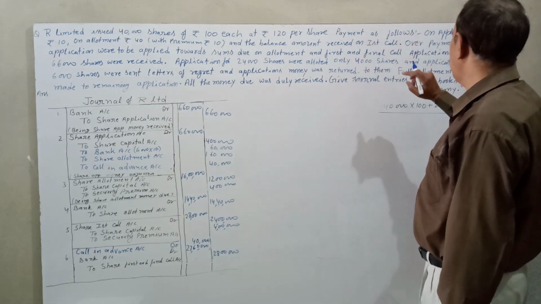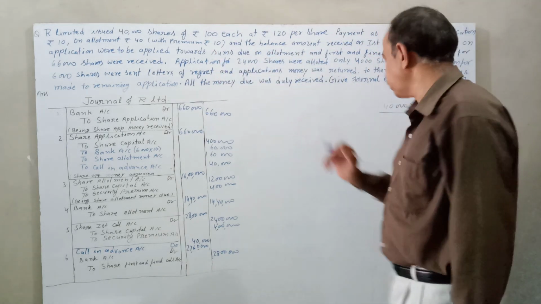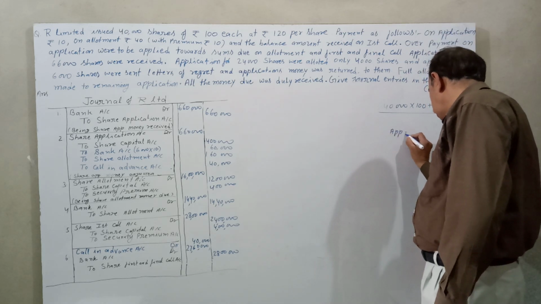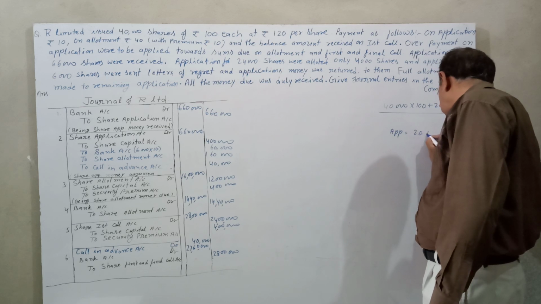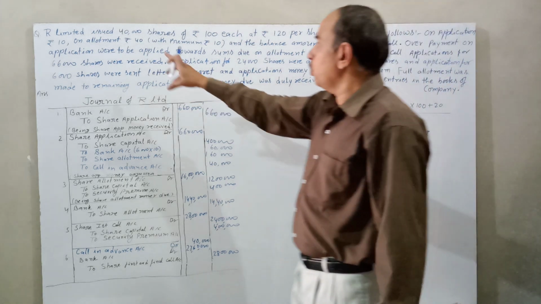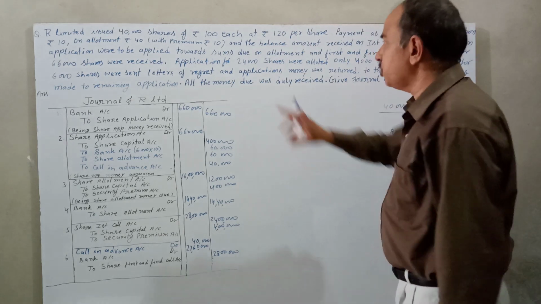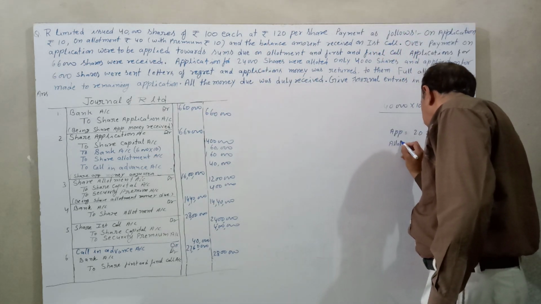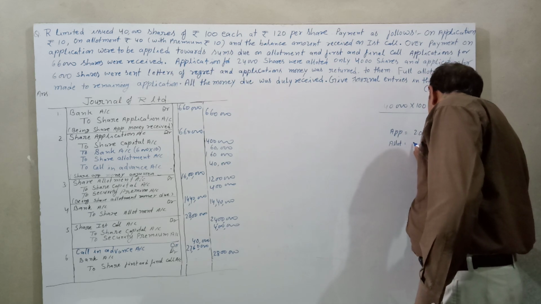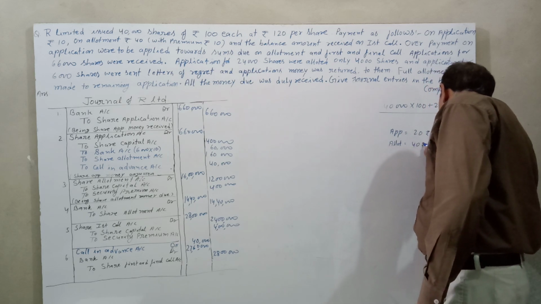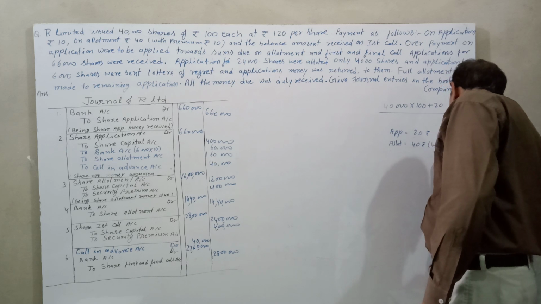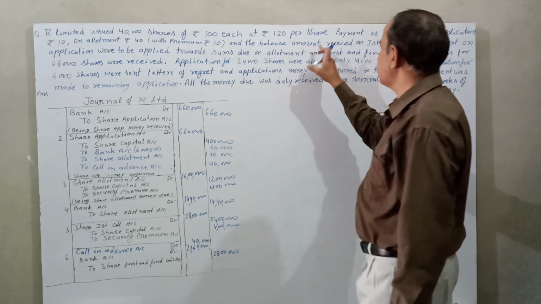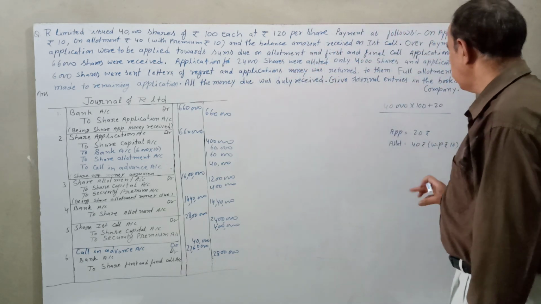Payment was as follows. On application rupees 10, so we note here application is equal to rupees 10. On allotment rupees 40 with premium rupees 10. Then we note allotment is equal to 40 rupees with premium rupees 10, and the balance amount is received on first call.